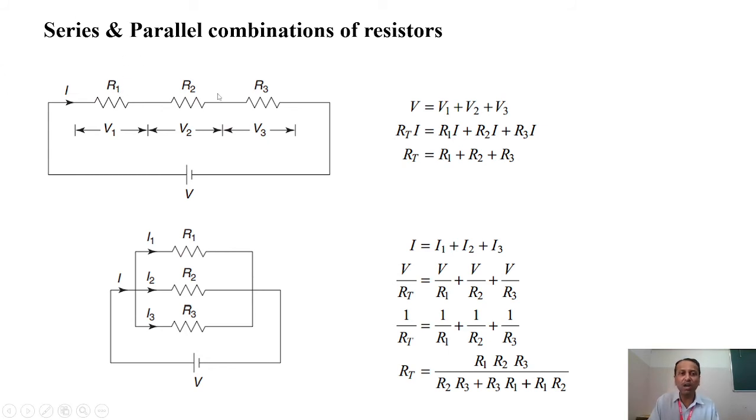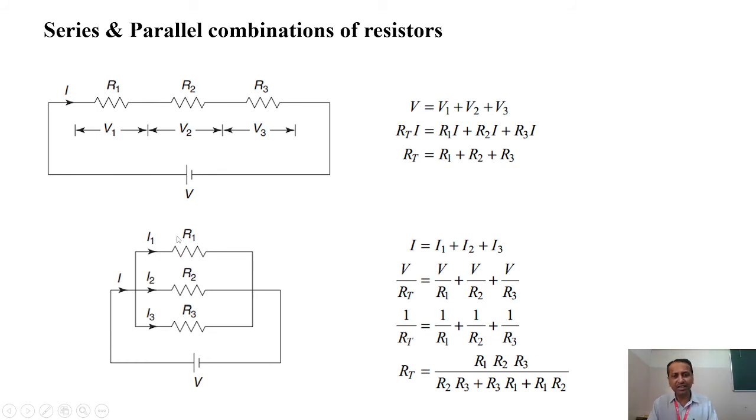So, series and parallel combinations of resistors. If R1, R2 and R3 are connected in series, we simply add them: RT is equal to R1 plus R2 plus R3. That's all. And this voltage V is simply the addition of V1 plus V2 plus V3. This is a split of that voltage equation.